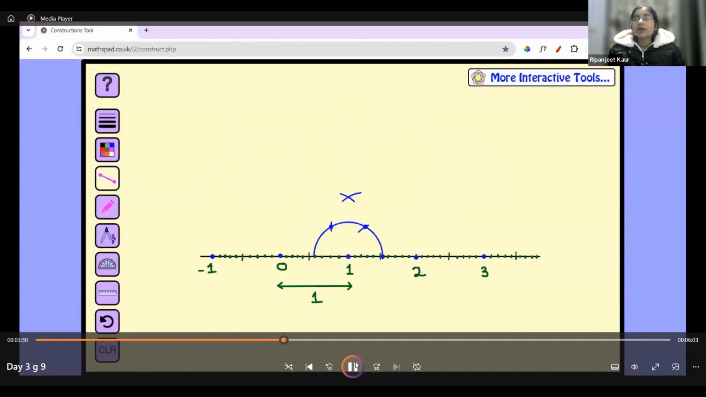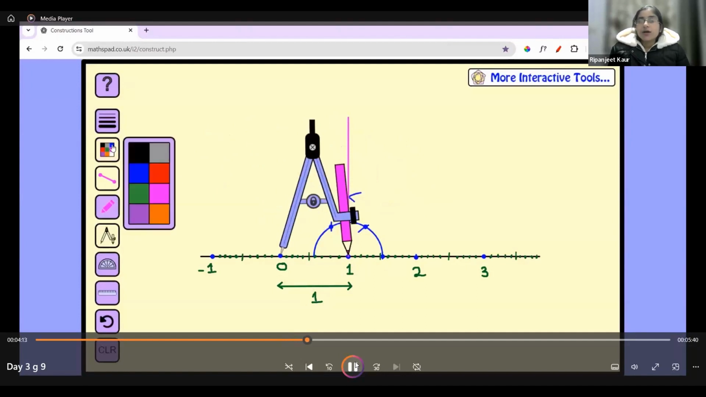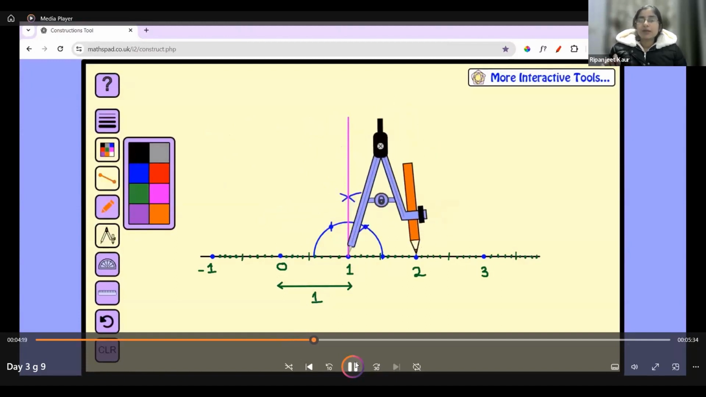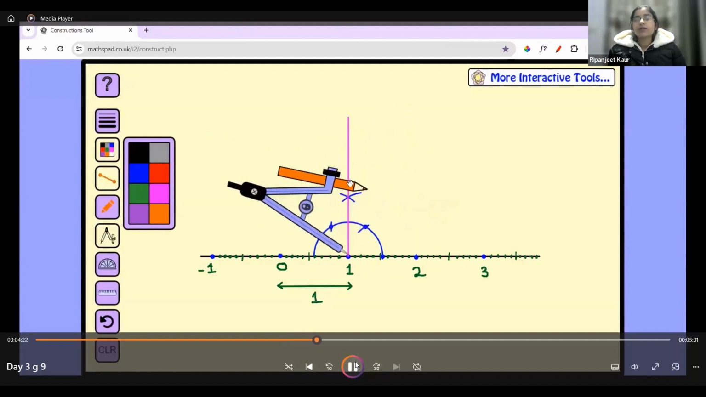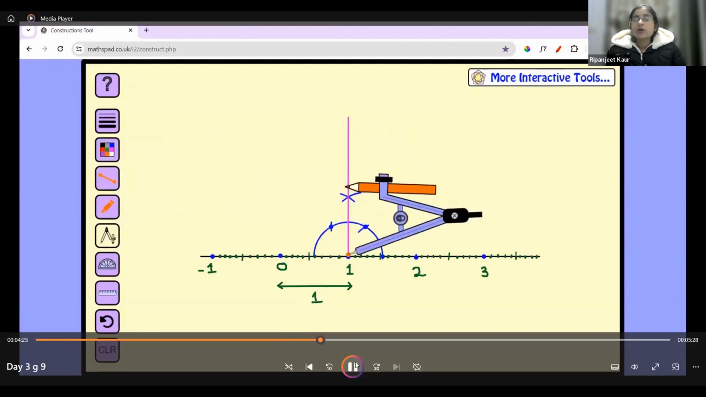Now we are going to use our ruler and pencil to make this line, going from 1 through the cross. Now this should be 1 unit also. So let us measure the 0 to 1 distance using our compass and pencil. Okay, so 0 to 1 is this much. Now, after fixing it, let us mark an arc on this pink line. Place the pin of the compass on the point 1 and mark an arc on this pink line. Now this is our 1 unit, right? So we have this 1 unit now.